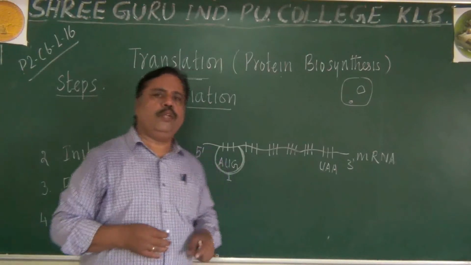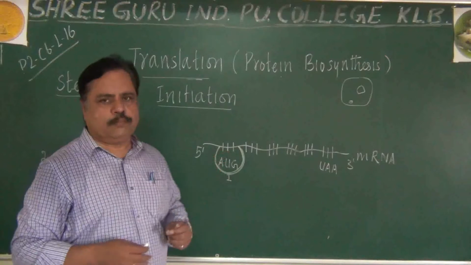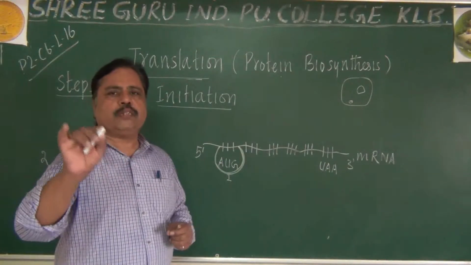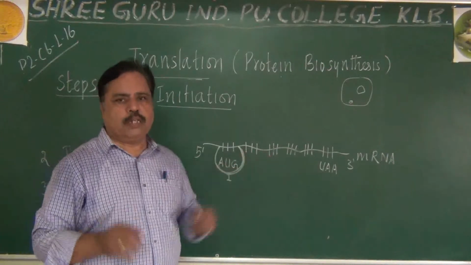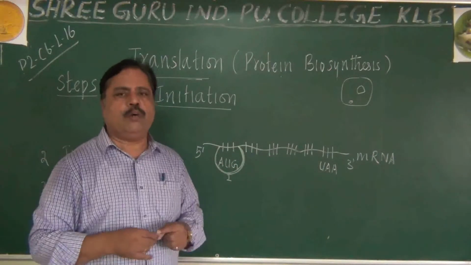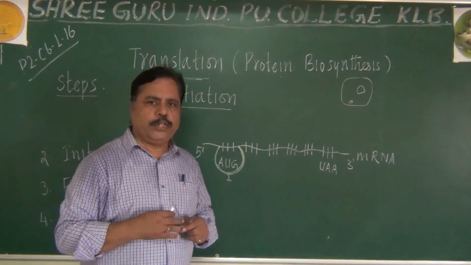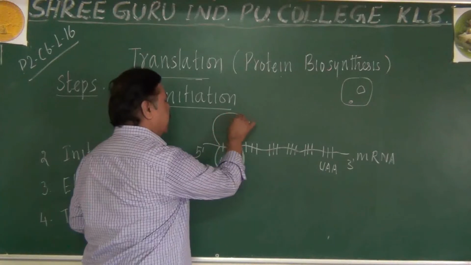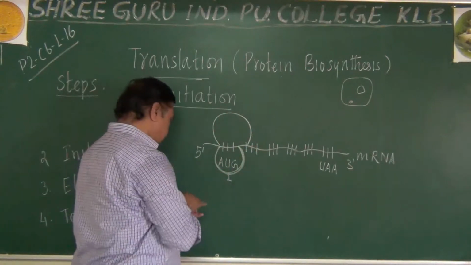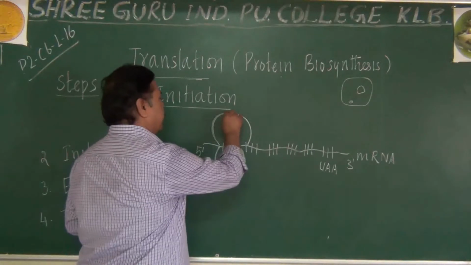In NEET 2020, the previous exam, this question was asked. Initiation starts with binding of the smaller subunit with mRNA. That is the answer, and that is the point we have to remember. After binding of the smaller subunit, the larger subunit will also come and bind here.